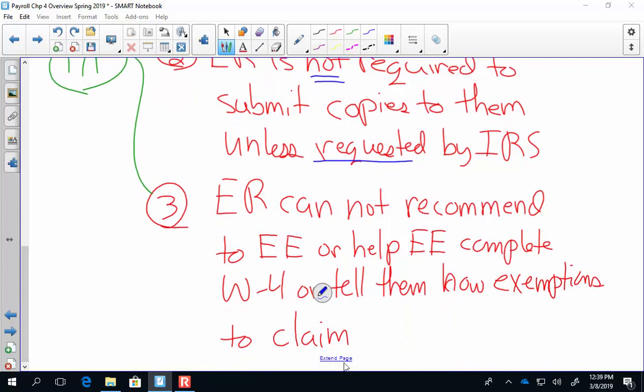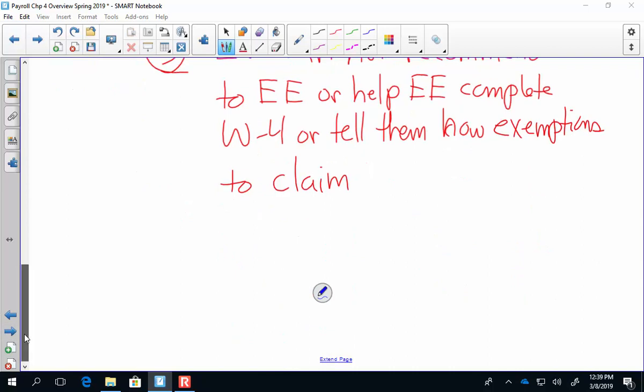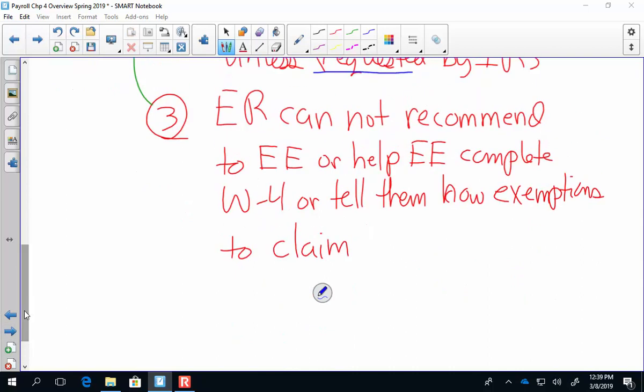Also, as an employer, please be aware, do not recommend to your employee. A lot of times employees don't know how to fill out this report, but you cannot legally recommend the number of withholding allowances on this form. They have to just put the amount. You can say single 0 will be the highest withholding amount, but you can't tell them how many to claim on the form.